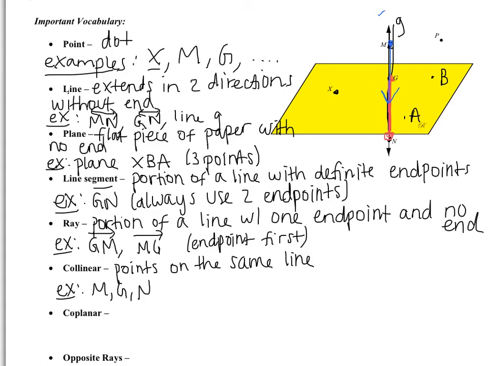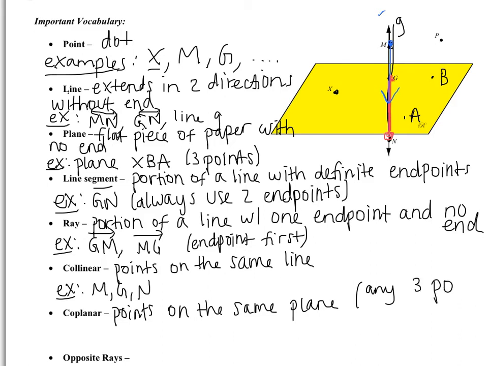Any 2 points are collinear. And we know that because it takes 2 points to write a line, or to create a line. Coplanar, if you could guess, are points on the same plane. Okay, a special note, any 3 points are coplanar.